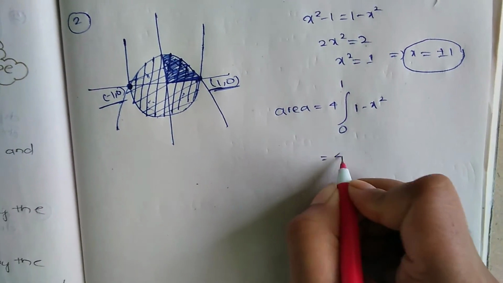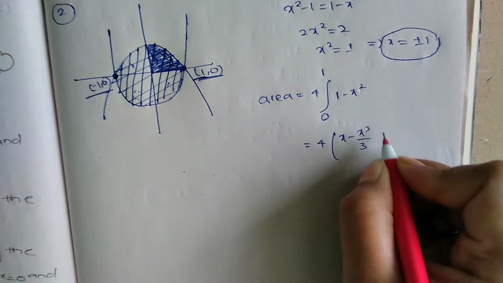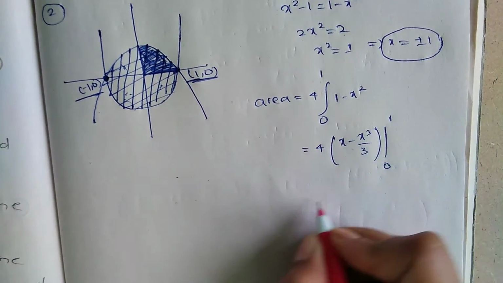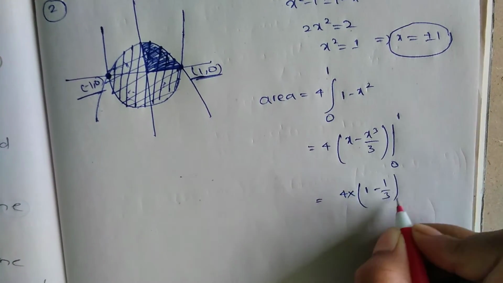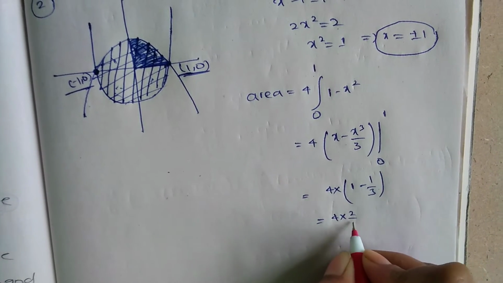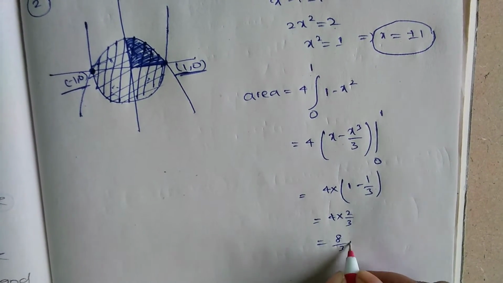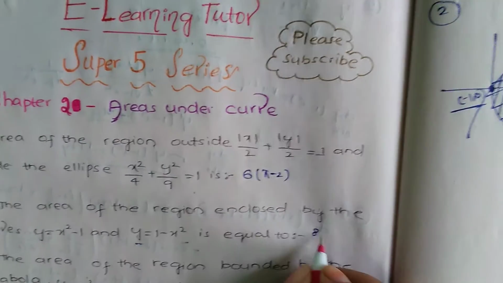You integrate this, you'll get x - x³/3 from 0 to 1. What do you get? 4 times (1 - 1/3 - 0). What do you get? 4 times 2/3. 8/3 is our final answer. Yes, 8/3.